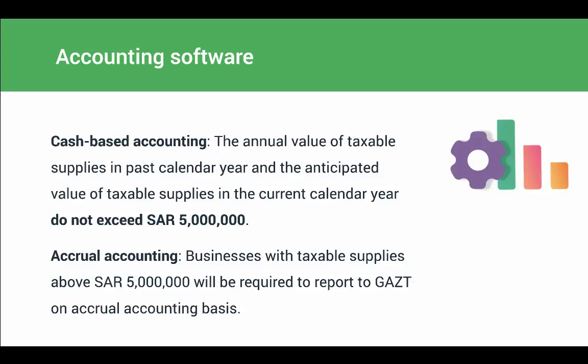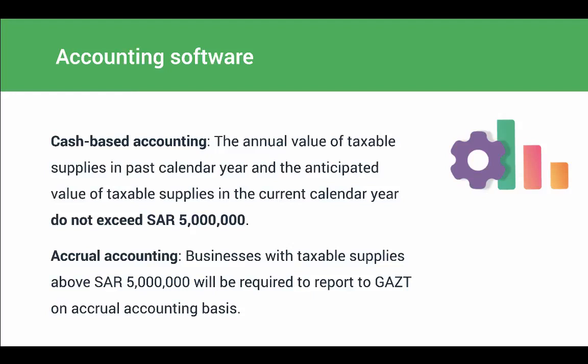Moving on to the type of accounting software to be used. A business will be allowed to apply for cash-based accounting software provided the annual value of taxable supplies in their past calendar year and the anticipated value of taxable supplies in the current calendar year do not exceed 5 million Saudi riyals. This is intended to support small businesses with the implementation of VAT.